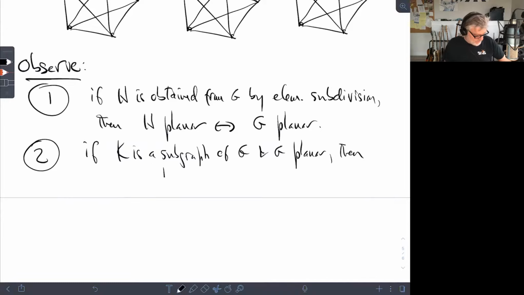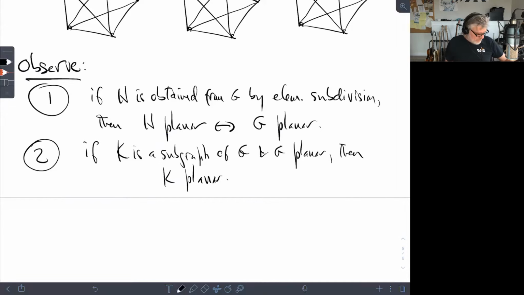Then K is planar. So I mentioned that last time, right? If you remove stuff from a planar graph, you're not going to create something non-planar, because if you start with a planar representation and remove stuff, you're not going to create any crossings. So nothing wrong can happen, right?